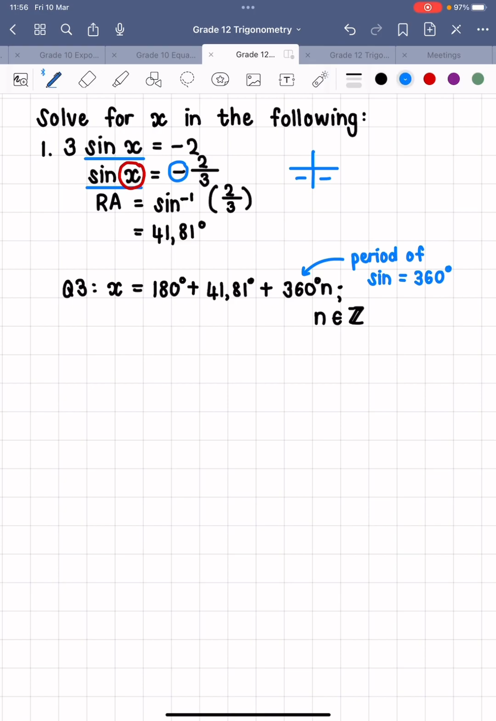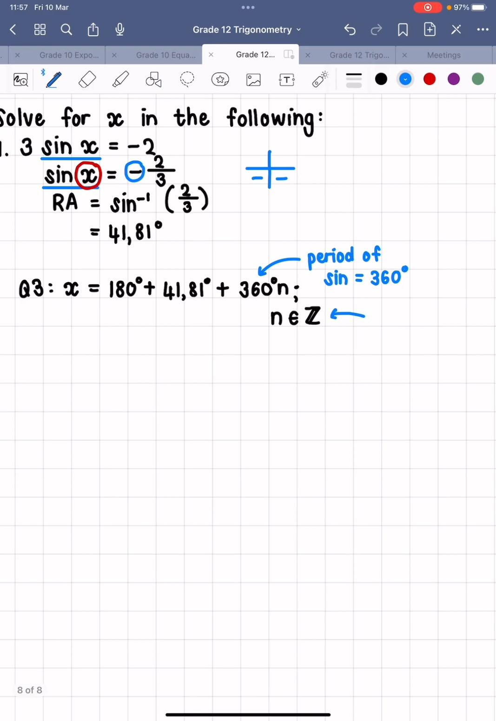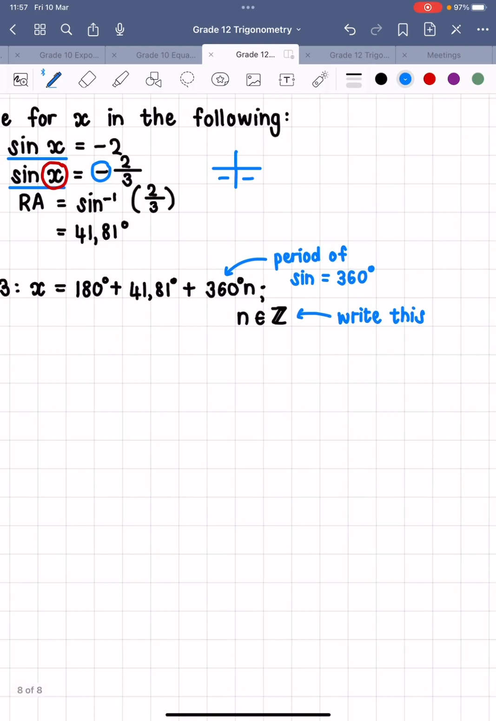And guys, you only write this once. Even in a test or exam, if they've given you 3 trig equations, I mean, they never will, but you might get 2. If you've written n element of Z once in your paper, you don't have to write it again. It's just like the special triangles. If you've drawn them once, you don't have to draw them again. You can keep using them.